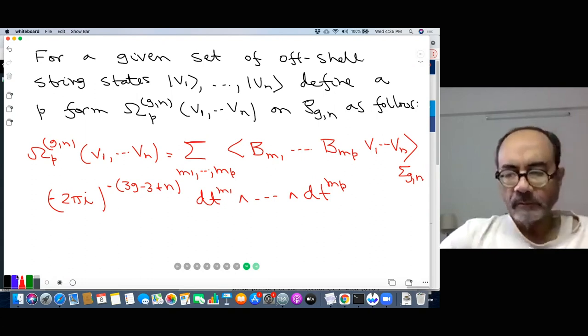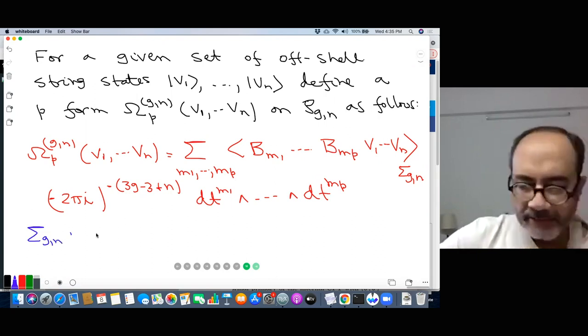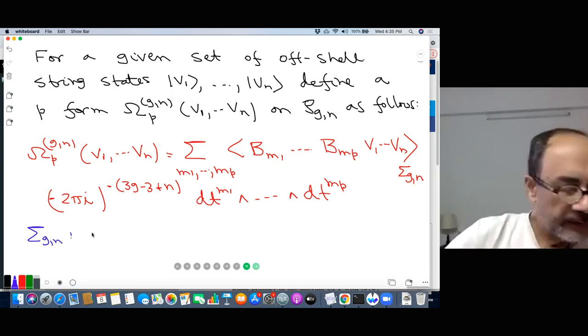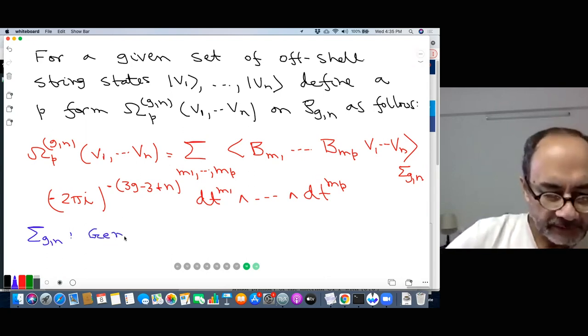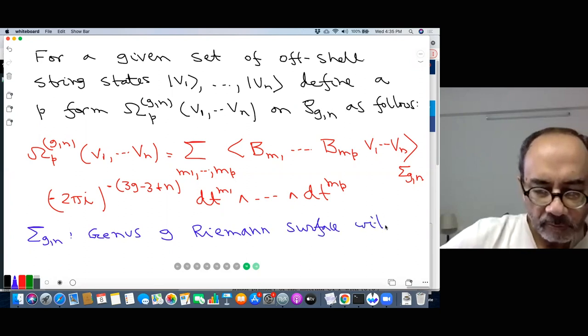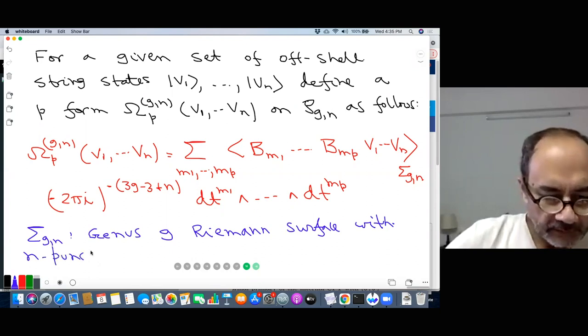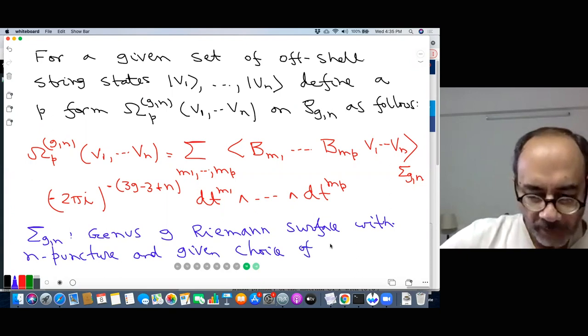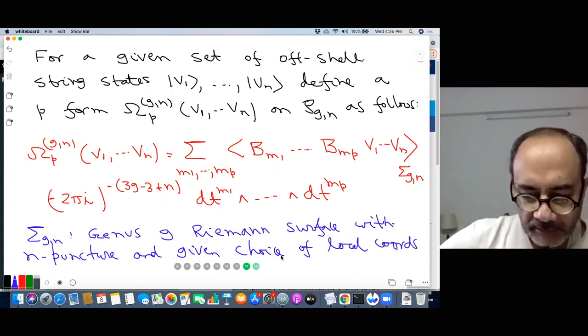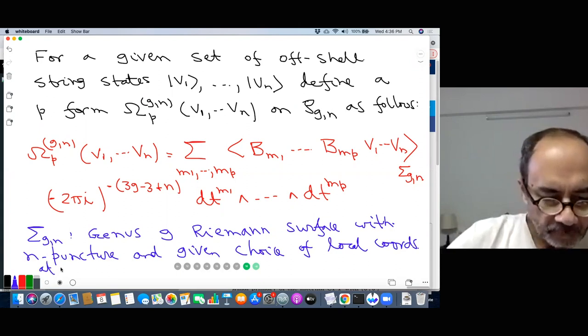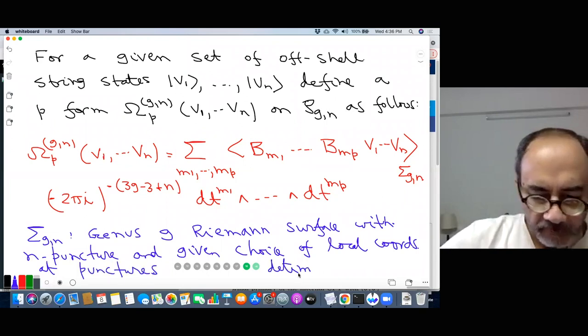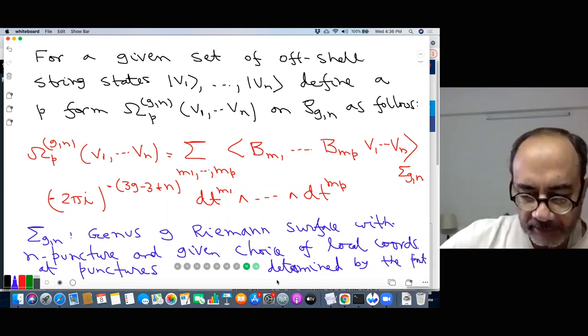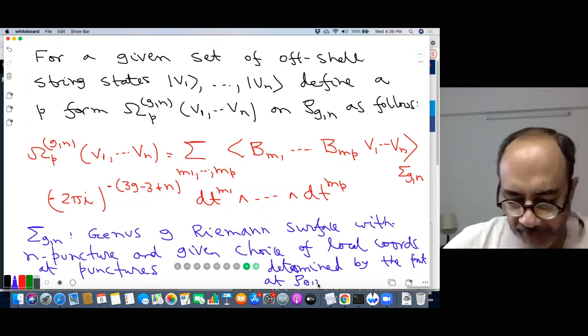So I have to explain what the sigma_{g,n} is. So sigma_{g,n} is a genus g Riemann surface with n punctures, and a given choice of local coordinates at the punctures, determined by the point at P_{g,n}. Okay, so let me explain what this means.